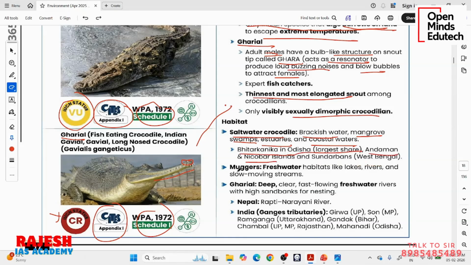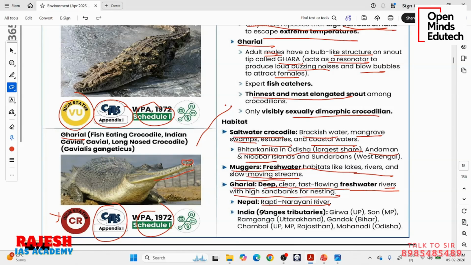Mugger crocodiles can be seen in freshwater habitats like lakes, rivers and slow-moving streams throughout India. Gharials need deep, clear and fast-flowing freshwater rivers. Muggers can live in slow-moving streams, but gharials cannot. They also need rivers with high sandbanks for nesting. In Nepal also you can see gharials, in the Rapti and Narayani rivers. So if a question says gharials are found in India only, it is wrong.